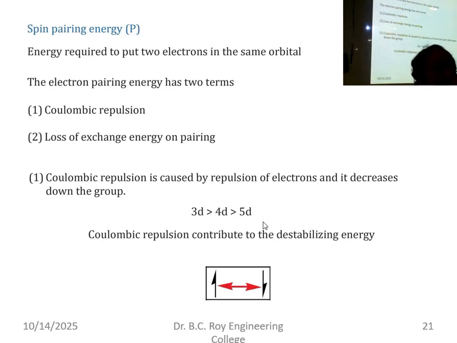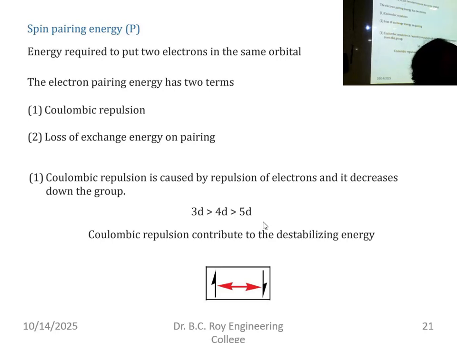Suppose you have 3 boxes and you have 2 electrons. You can put electron 1 into box number 1, box number 2, or box number 3, and electron 2 into box number 1, box number 2, or box number 3. So a lot of permutation and combination is possible. This permutation combination is called thermodynamic probability, and accordingly some energy is released. It is called exchange energy.